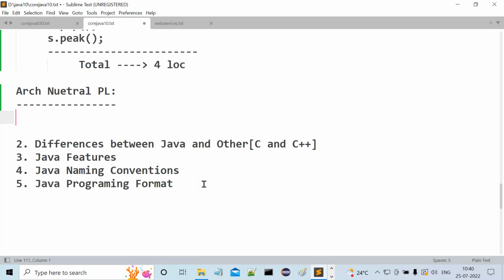Less number of intersections, more results. Then what is architectural neutral programming language? Able to run on all the operating systems and all the hardware systems.